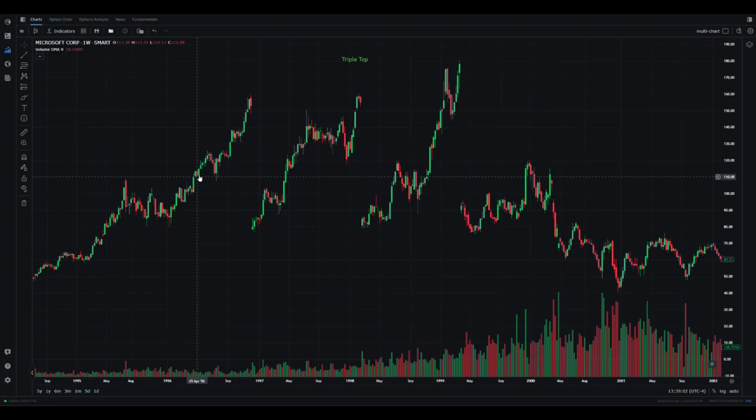Triple top. A triple top pattern occurs when the price reaches a significant high, retraces, rallies back to the same level, forming the second top, retraces again, and then rallies once more to approximately the same level, forming the third top, before reversing direction. Visually, it bears a resemblance to the letter M, with 3 peaks of almost equal height.